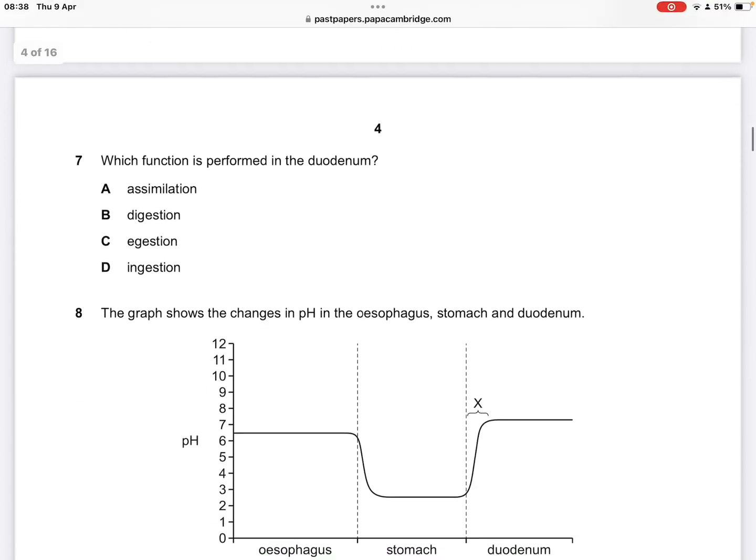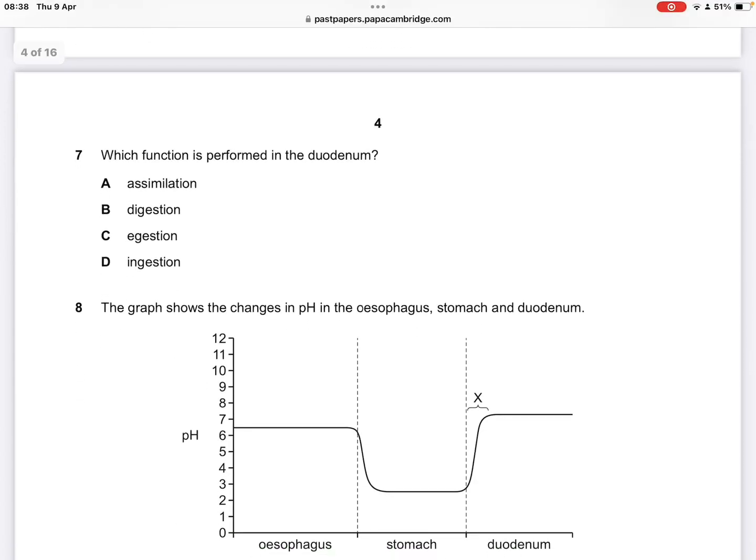Okay, 7, we're moving into human nutrition. Which function is performed in the duodenum? So, knowing your alimentary canal, the duodenum is the start of the small intestine, so it follows on from the stomach. And what's primarily happening in the duodenum is loads of digestion, because many of the enzymes that are involved with breaking down the various components of our diet are working in the duodenum.